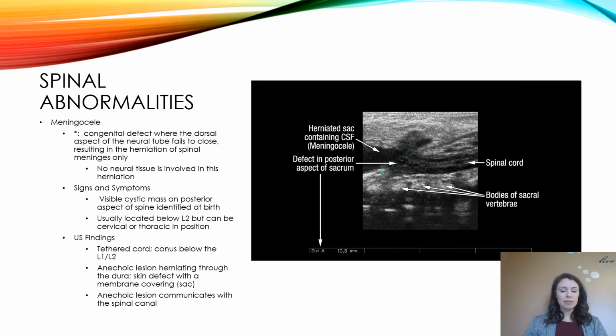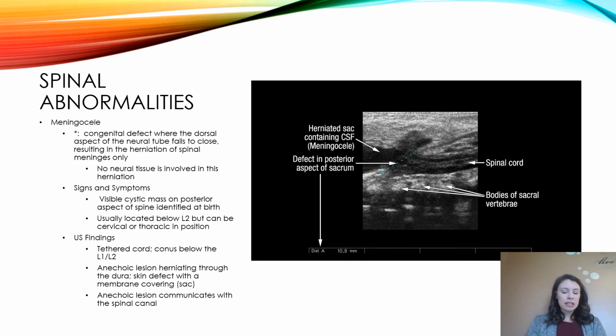Some signs and symptoms clinically is a visible cystic mass on the posterior aspect of the spine, which would be identified at birth. And it's usually located below L2, but can be cervical or thoracic in position like a myelomeningocele.